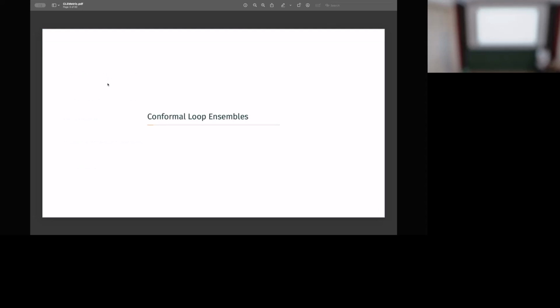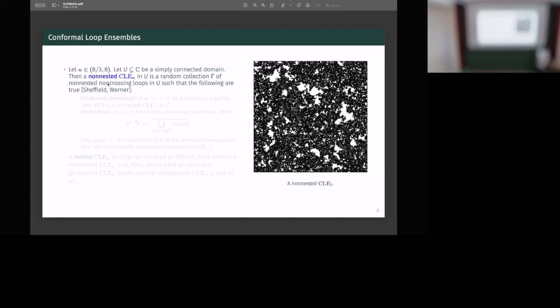So first, let's recall what a conformal loop ensemble is. This is CLE. First we fix a parameter kappa between 8/3 and 8, and for each simply connected domain we can define a CLE in it. So this CLE kappa in U is a random collection of non-nested non-crossing loops in U. Non-crossing means the loops do not cross themselves and also do not cross each other, but they may touch themselves, and they may touch each other, and also the domain boundary is possible.